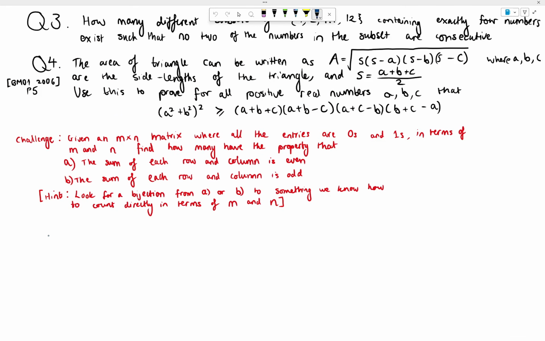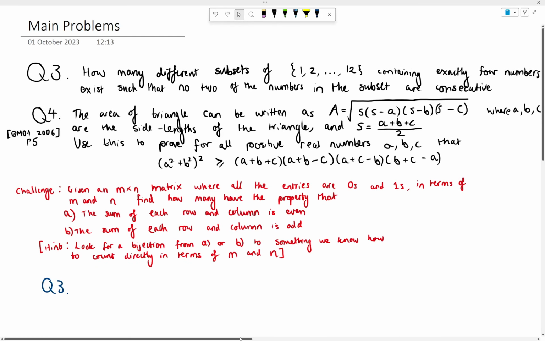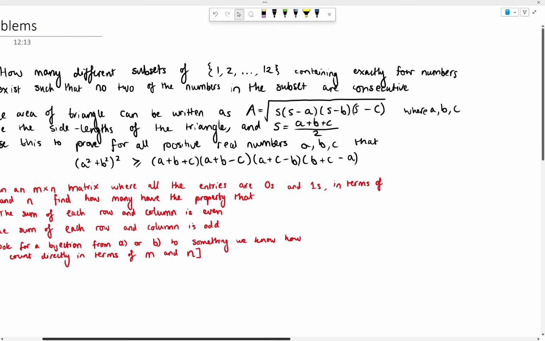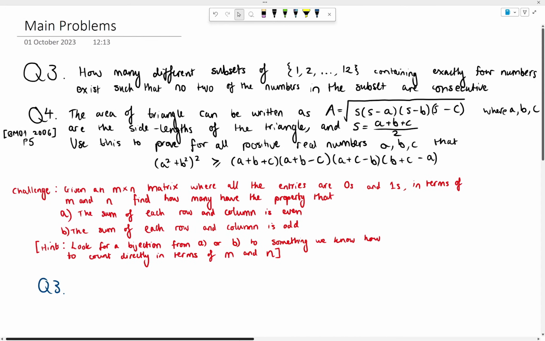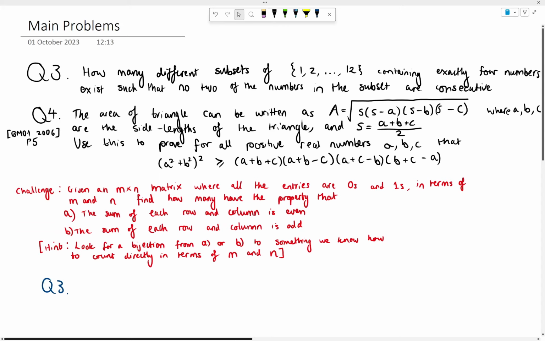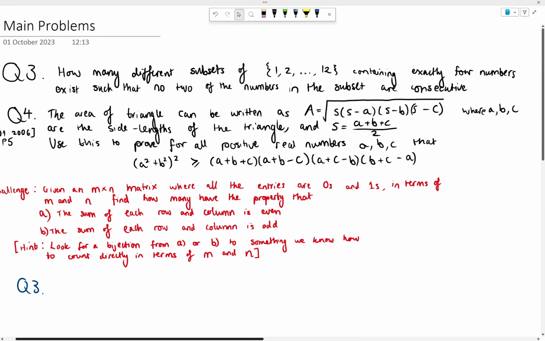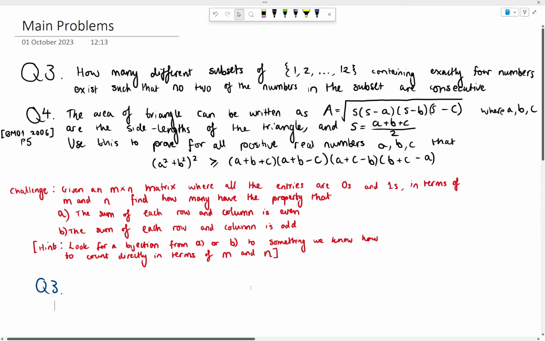So with question 3, how many different subsets of 1, 2, all the way up until 12 contain exactly 4 numbers such that no 2 of the numbers in the subset are consecutive? So this wording, if you're not familiar with Olympiad type problems, might be a bit confusing. A subset is just a group of numbers which are all in the original set, and a subset containing 4 numbers will have 4 from the original set.